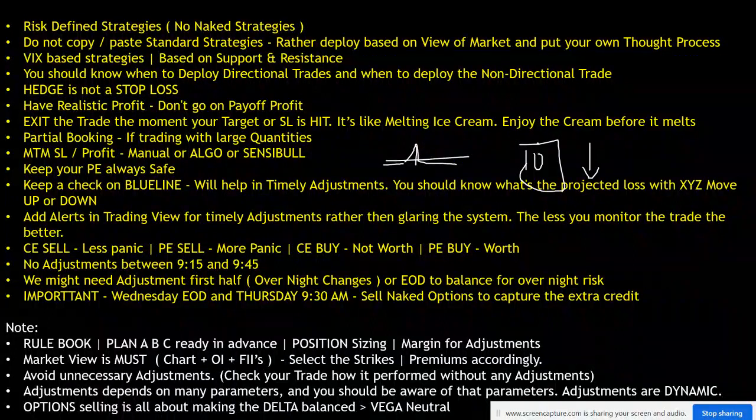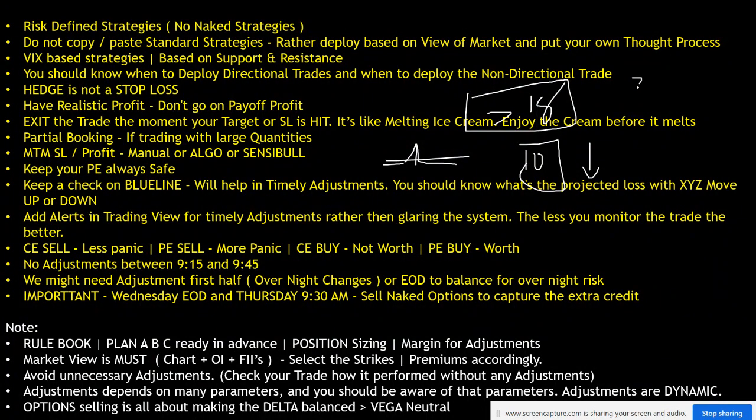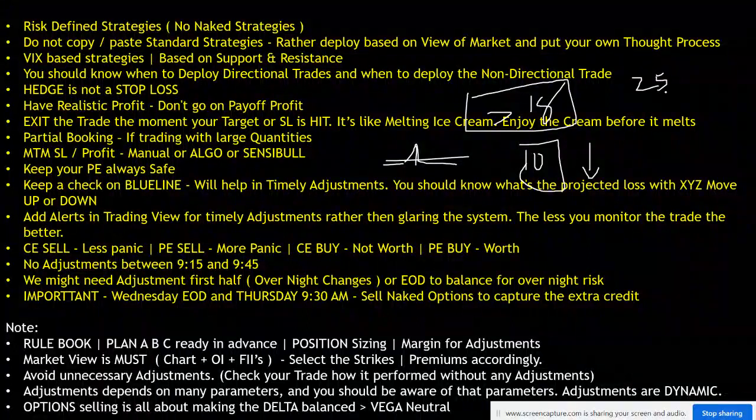So you have to deploy your iron fly when the VIX stands at 18 or greater than 18. You cannot deploy an iron fly when your VIX stands at 25, right? Maybe VIX will come down.